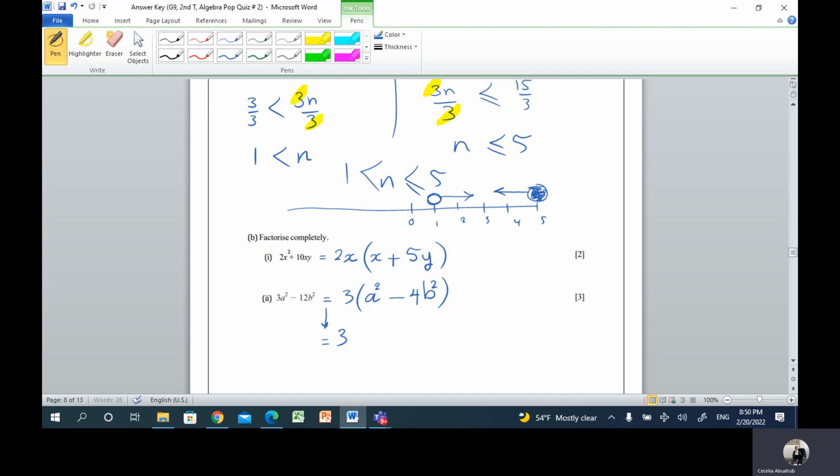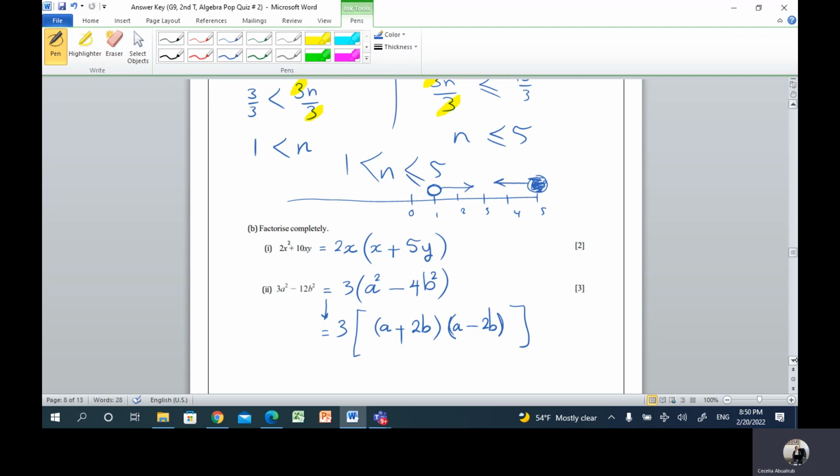Now we keep the 3, and we have here an a squared minus 4b squared. This is a squared expression subtracted from it another squared expression, and in this case we open two brackets with plus and minus. So the first bracket will take the addition sign and the second bracket will take the minus sign. And it will be here a, and 4b squared is 2b and 2b. And now it is completely factorized.